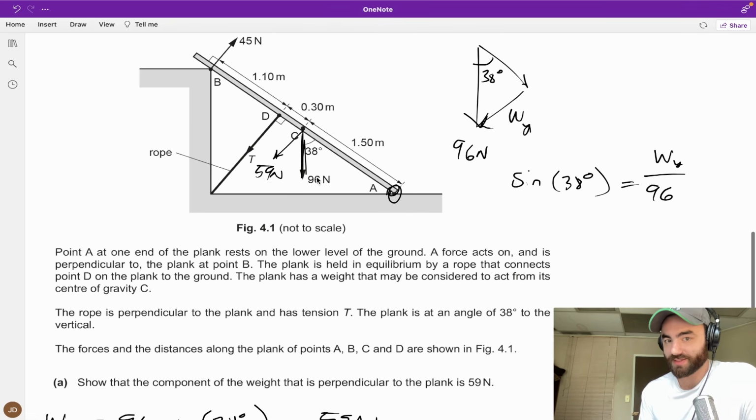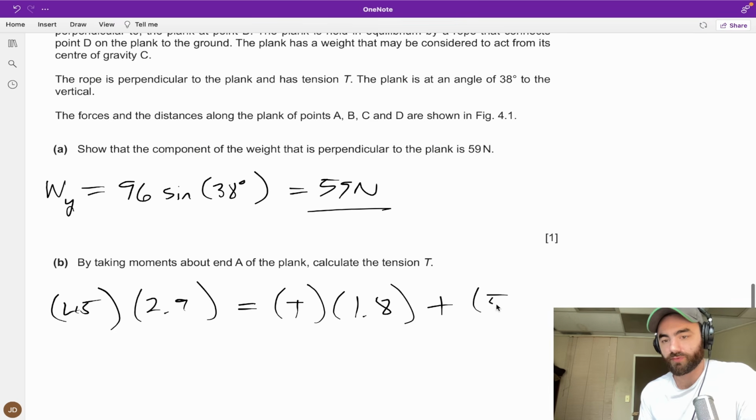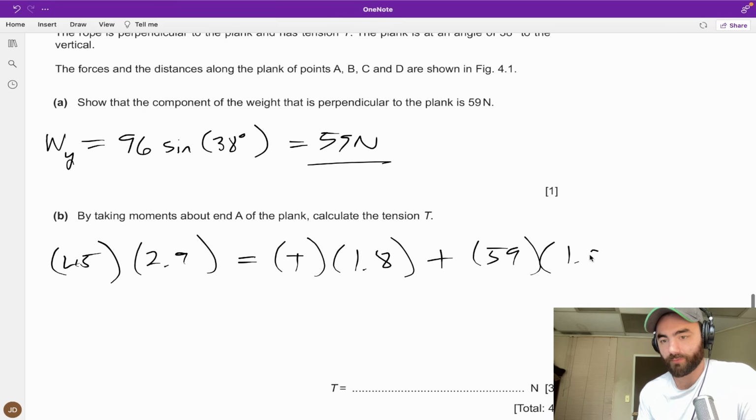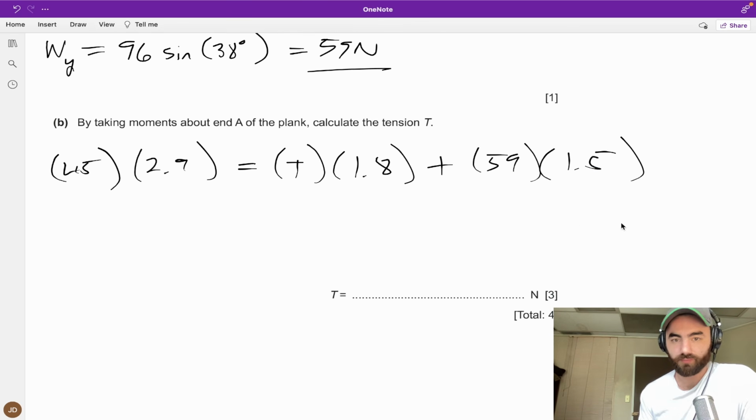1.5, not times 96, because that's not the perpendicular to the distance. You need this 59, which we calculated before. So this would be 59 times 1.5. Right? It's important that we use that. And so those equal each other because they're at equilibrium.